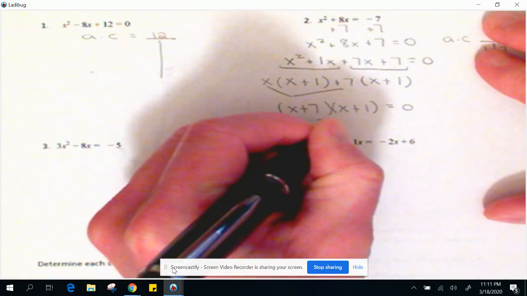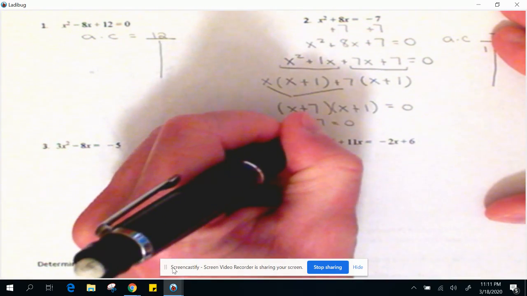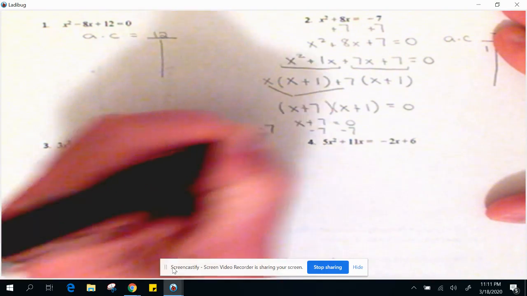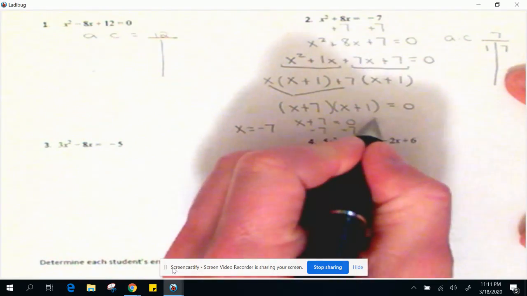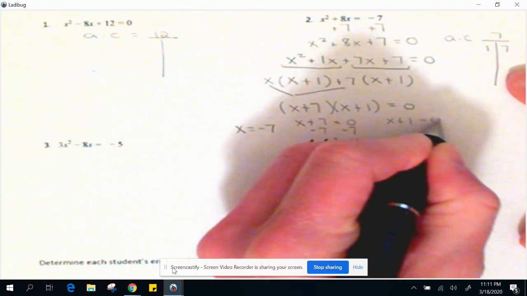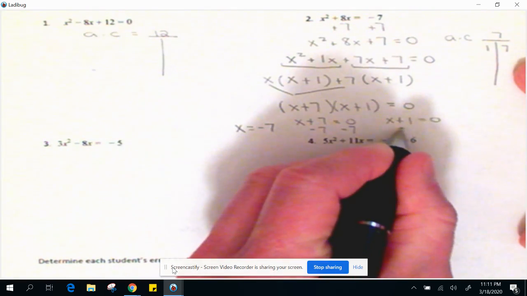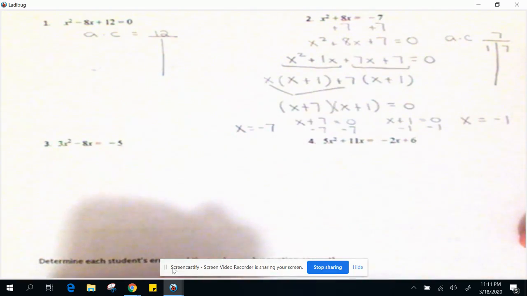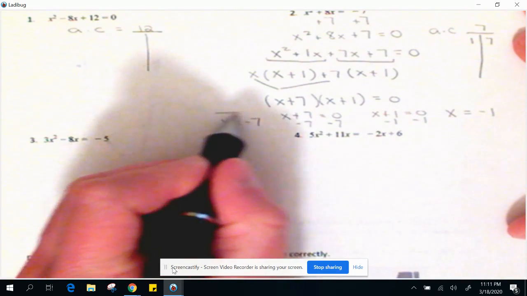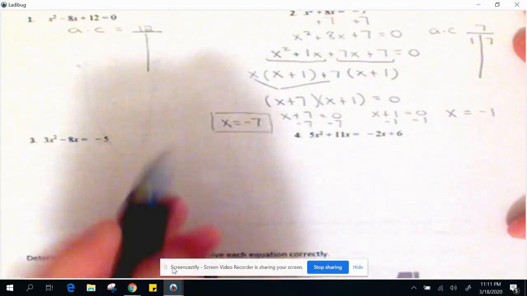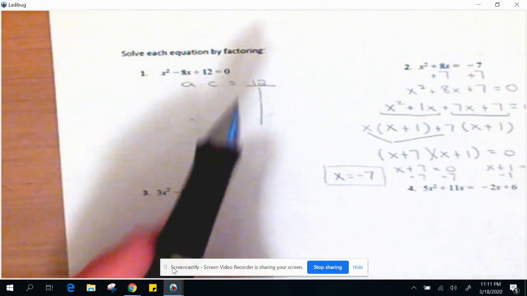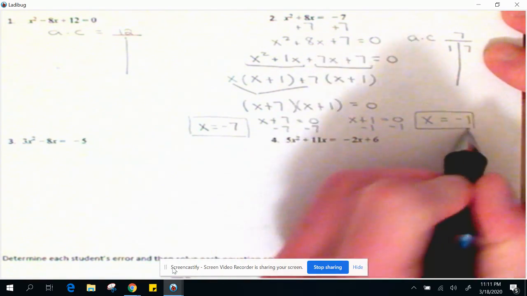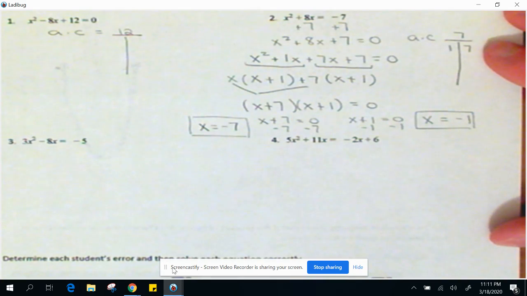So x plus 7 equals 0. Solve this one, so minus 7 minus 7. I'm going to come over here and write x equals -7. And then let's set this one equal to 0. So x plus 1 equals 0. Solve it, which is subtracting 1 on both sides. And that leaves us with x equals -1. So our solution, because it says solve each equation by factoring, is both x equals -1 and x equals -7.